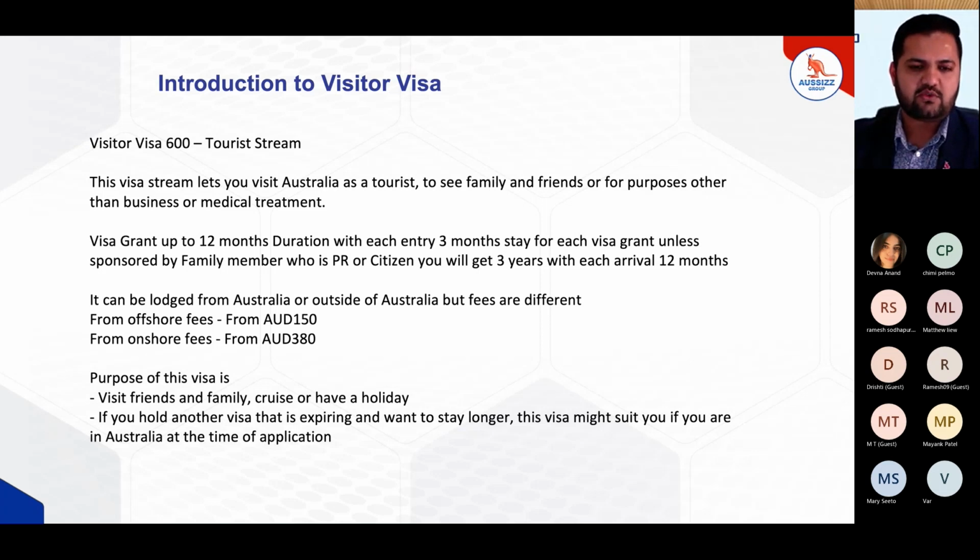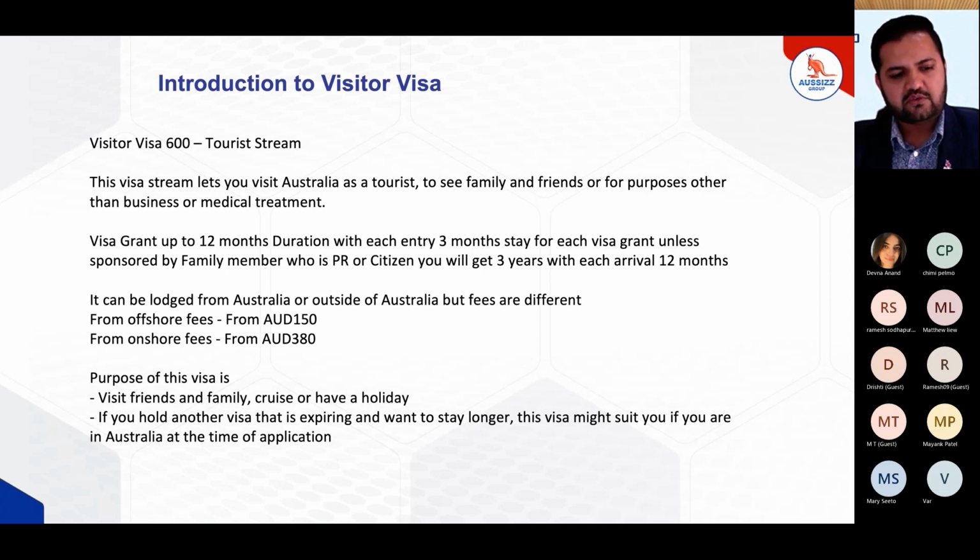So after 3 months, you'll have to either exit the country or you have to apply for a different visa while you're in Australia. If you apply within Australia, obviously the fees are different. If you apply from offshore, the fees are different. So it depends on your location. When you apply for your visa, the fees will be different.